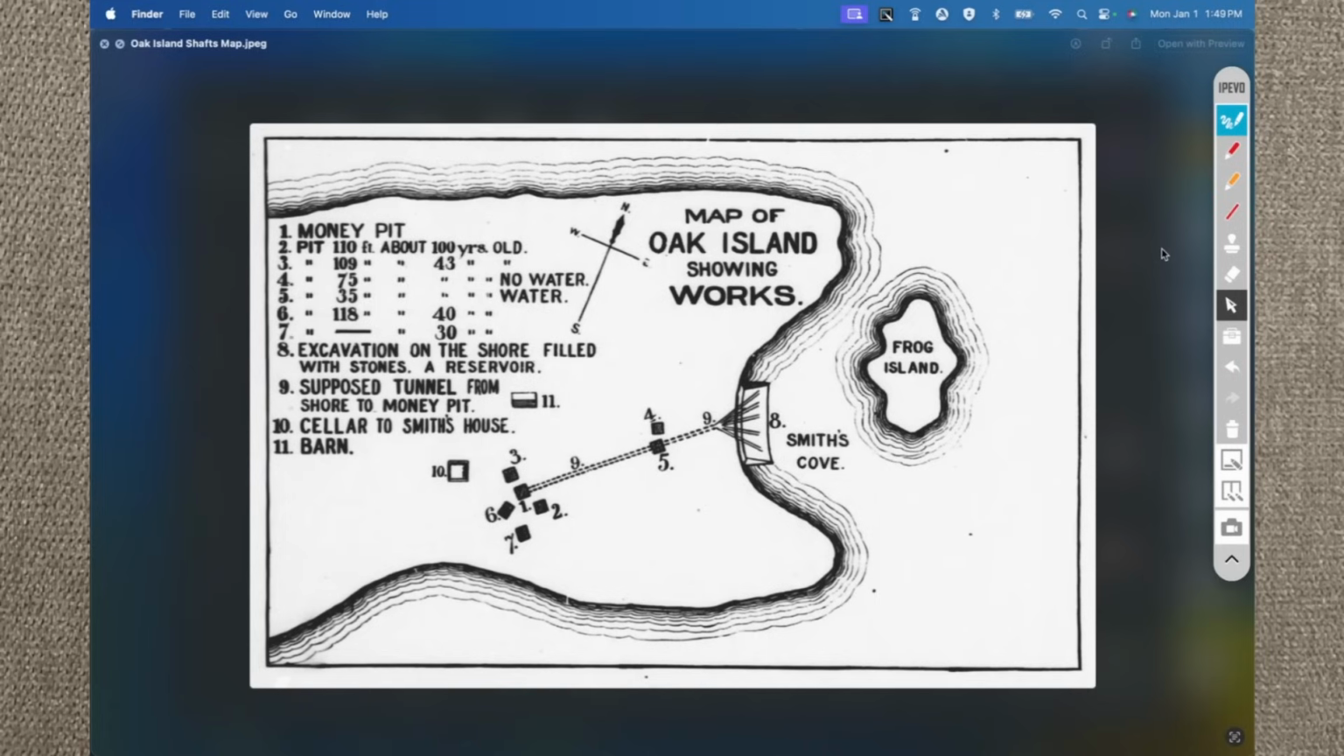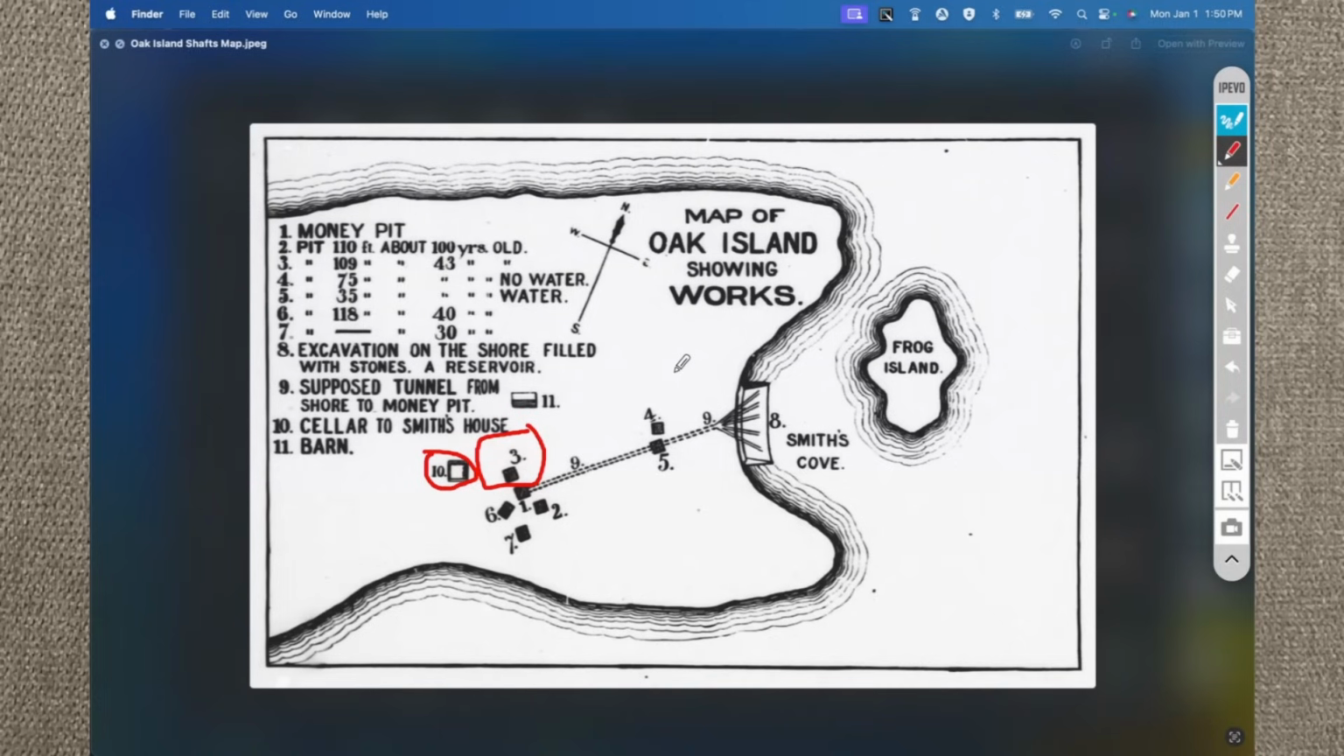Here's a look at another map that was made. You can see number 3 right here. And at that time, there was no cave-in pit when this one was created. So they do not have a shaft 12. You can also see that the highest number of shafts in this particular map is on shaft number 7 that goes down 30 feet. At this point, there was nothing more than number 7.